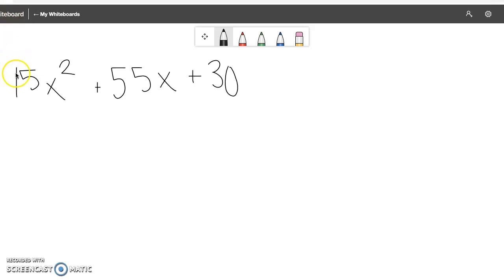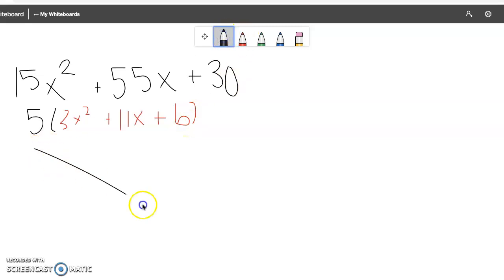So in this example here, I see 15, 55, and 30. And I notice that that greatest common factor is 5. So what I'm going to do is factor out a 5 from everything. And then I'm going to be left with 3x squared plus 11x plus 6.